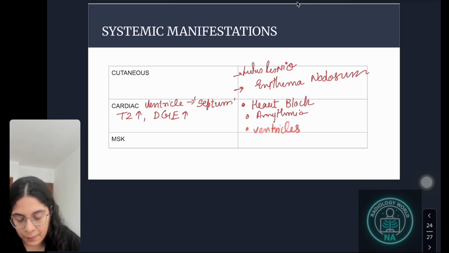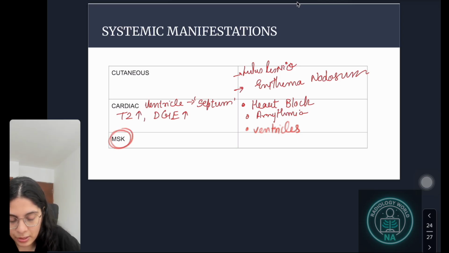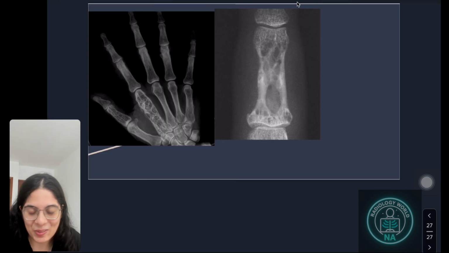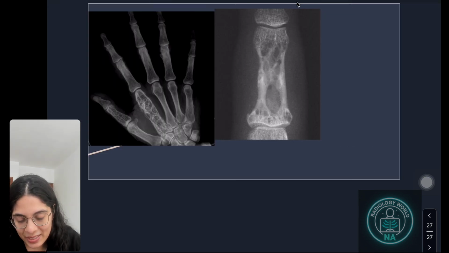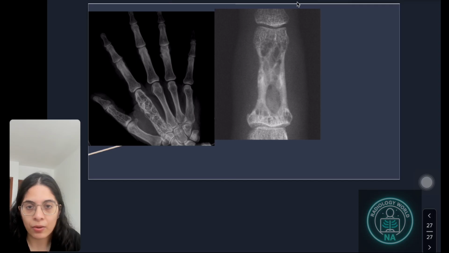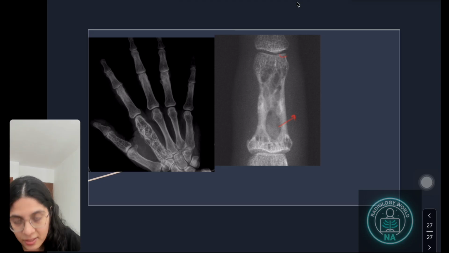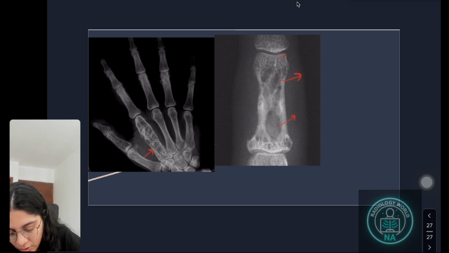And lastly, MSK is something which I feel is very important. I have not included it in the MCQs because 10 MCQs were done. Now here they will either give you hands or feet, they will give you an X-ray, and they will show you this very bubbly type of appearance. You can see some small cysts over here. If you see this also, some bubbly appearance and some cysts are there.